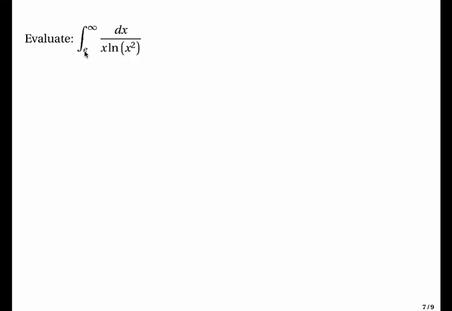But our interval here is from e to plus infinity, which means what? This function, 1 over x ln of x squared, is continuous from e to plus infinity. So this is again a type 1 integral. So we have the limit as t approaches plus infinity of the integral from e to t of dx over x ln of x squared.